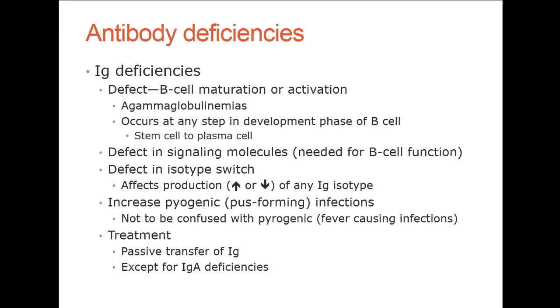And this usually increases our pyogenic or pus-forming infections. This is not to be confused with pyrogenic, which is for fever, but pyo means pus. So we see big issues with those types of infections for sure. The treatment is usually a passive transfer of immunoglobulin. So if you've heard of people who maybe donate plasma at BioLife or something like that, that would be taking the immunoglobulin of one patient and actually injecting it into another patient.